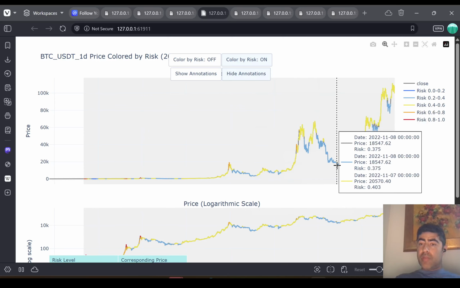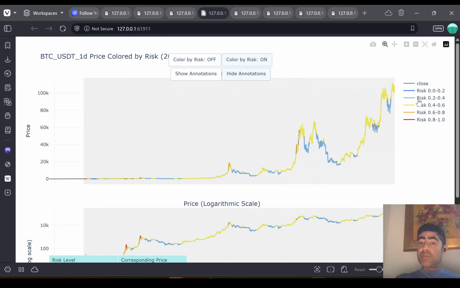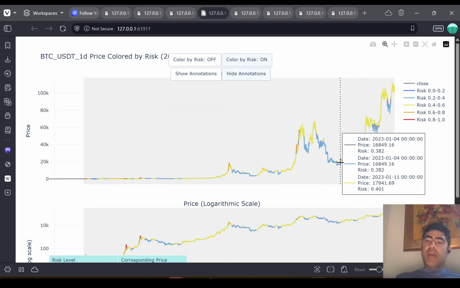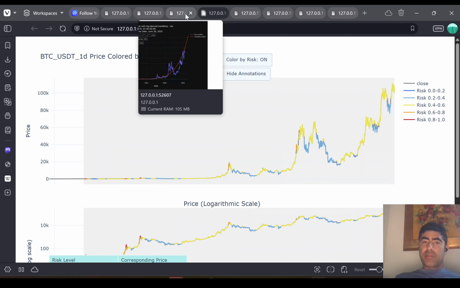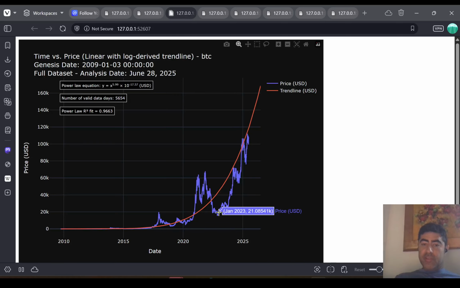So if you look over here, around November 2022, you were looking at a price of 18,000, and that was a good time to buy, right? You can see that it has a risk metric of 0.375. So it's going into the blue section over here. And then when it gets into the yellow sections, those are better times to start getting out of it. If you look at the power law over here, again, you'll start seeing that it has similar values, that, hey, this is a good time to buy because it had deviated way below this particular trend line.